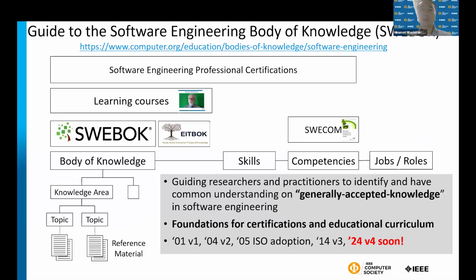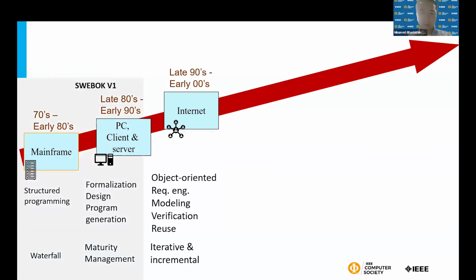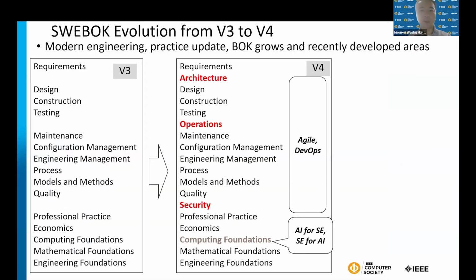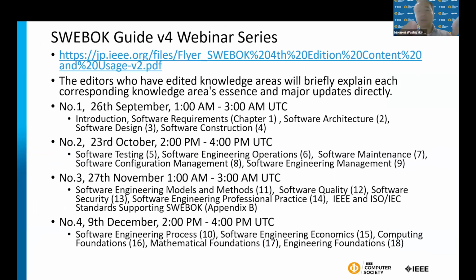SWEBOK Guide stands for Guide to the Software Engineering Body of Knowledge. A body of knowledge is a collection of knowledge areas composed of topics and reference materials. A body of knowledge is connected to skills, competency, and finally job and role. Based on that, we provide running courses and also a certification program. Maybe later I can introduce more details of the SWEBOK Guide, but maybe I will skip that.